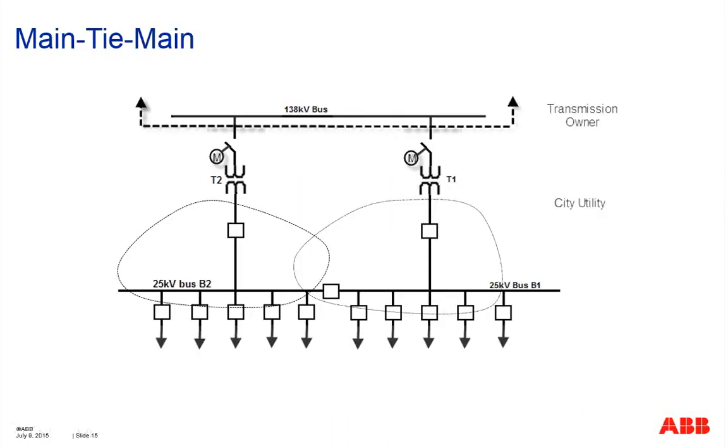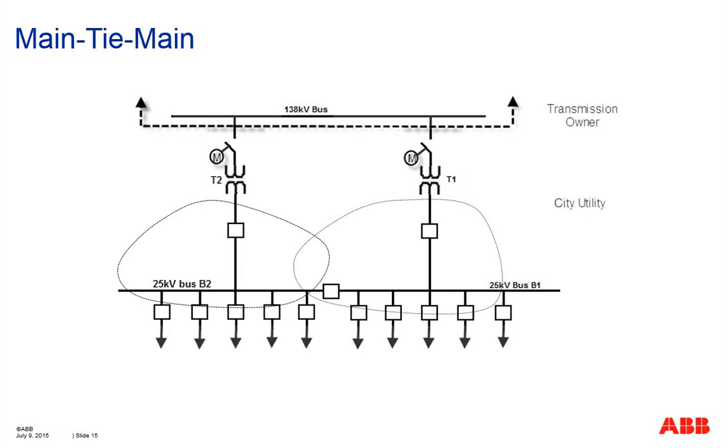And this main-tie-main is a very popular, common bus configuration in medium voltage or distribution level substations. So basically, you have two sources. You can have more than two, but typically you see two sources from two transformers feeding the two busbars. And then you will have the tiebreaker. The tiebreaker can be operated normally open or normally closed.